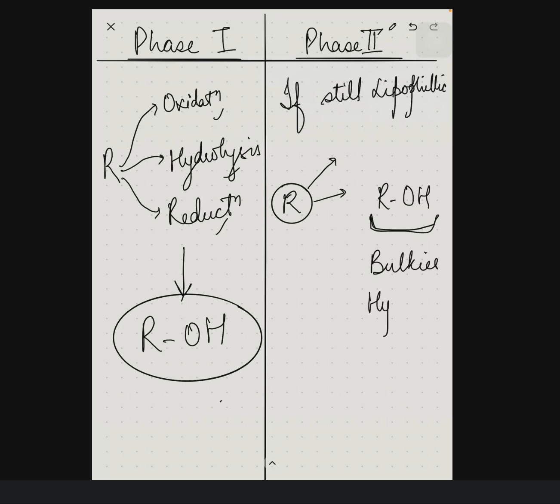hydrophilic. And when it is bulky and hydrophilic, it cannot enter the cell and there is no effect of the drug. And when it is hydrophilic, it can be excreted out. So these are two phases of metabolism that happen in the liver, and the main component of the enzyme that is causing these reactions is the cytochrome P450 family of enzymes.